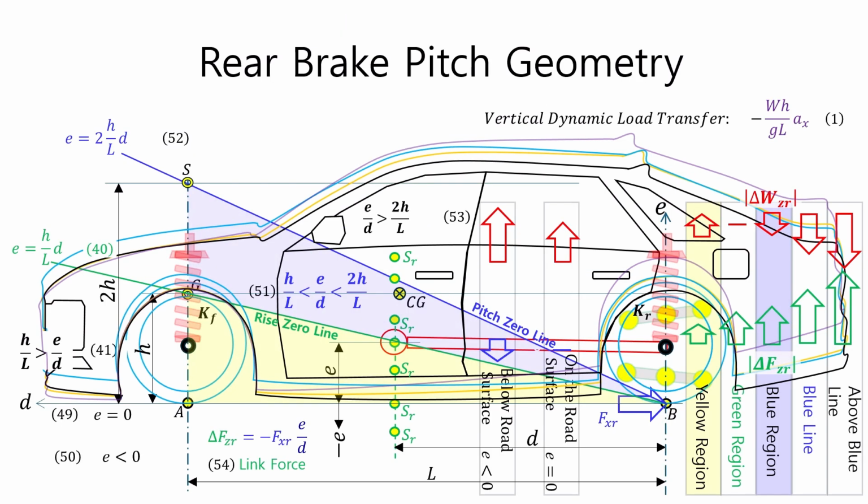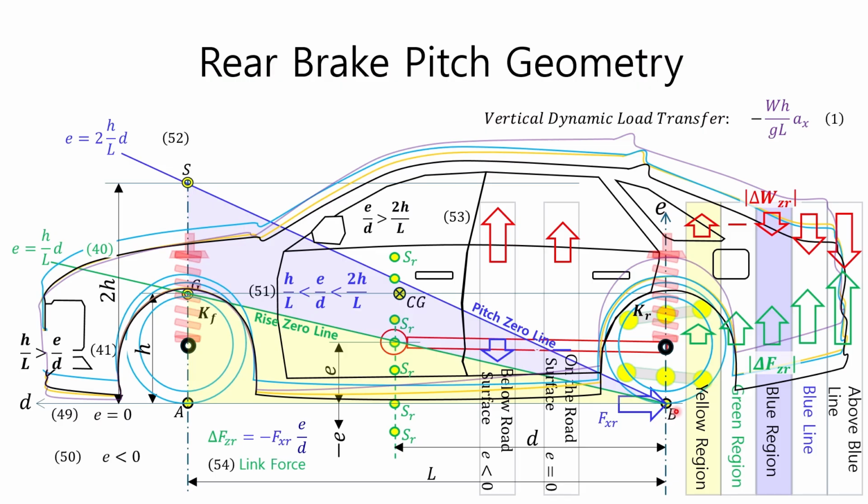Let's briefly summarize the pitch geometry during rear wheel braking. It is important to note that, regardless of where the virtual reaction point is located, the amount of vertical dynamic load transferred from the rear wheels to the front wheels remains unchanged once the acceleration AX is determined. By the amount of the vertical dynamic load, the front ground reaction force increases and the rear ground reaction force decreases. Using the rise zero coordinate system explained earlier, the zero pitch angle condition can be expressed by equation 52, which represents the blue line.